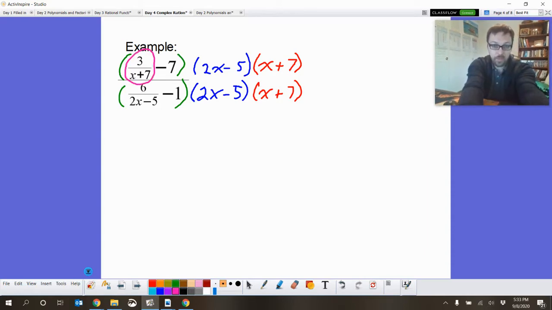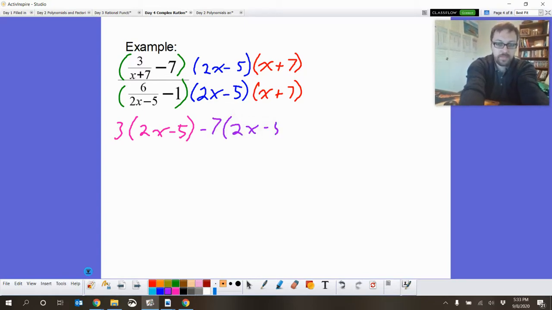When that thing gets multiplied by our blue and red stuff, the red piece cancels out. That x plus 7 cancels with the x plus 7 in the denominator. We still have the 3, and we still have that 2x minus 5. But the red piece canceled out. Then we have this minus 7. There, it doesn't have anybody to cancel out with, so it keeps everything. So minus 7, 2x minus 5, and x plus 7.